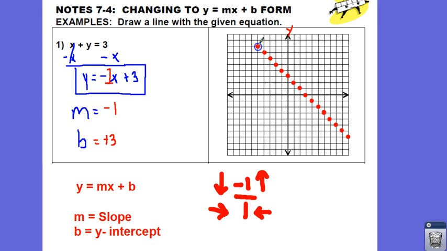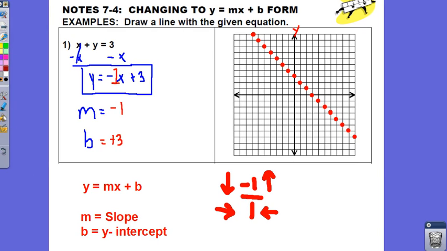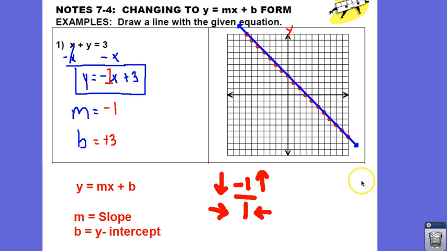Once we have this done, now we just need to draw our line. When we do that, we need to make sure that we have our arrows. So we're going to draw the line and have it go through those points. Make sure that you put your arrows. When we do that, that's our answer.